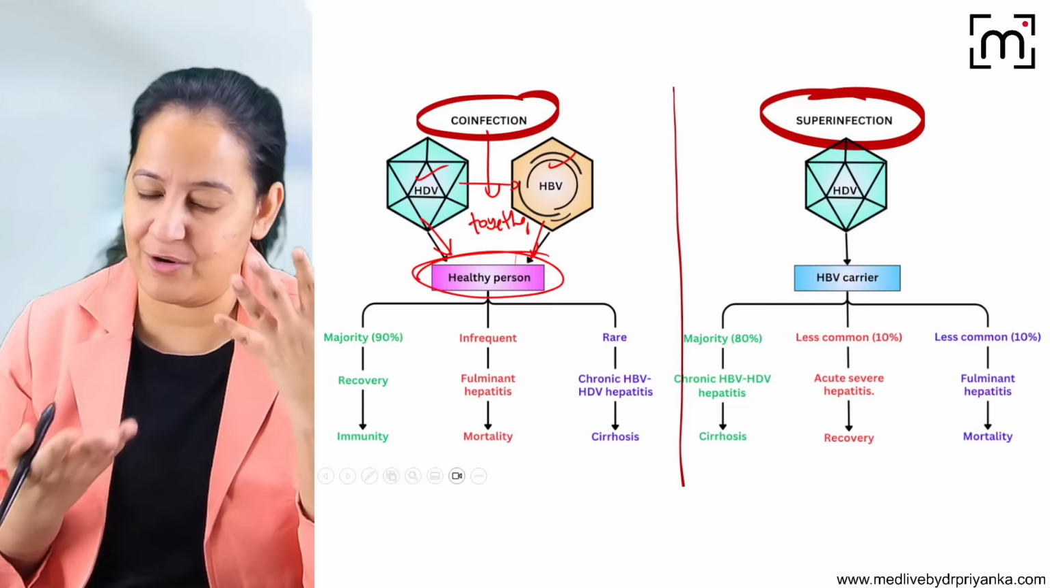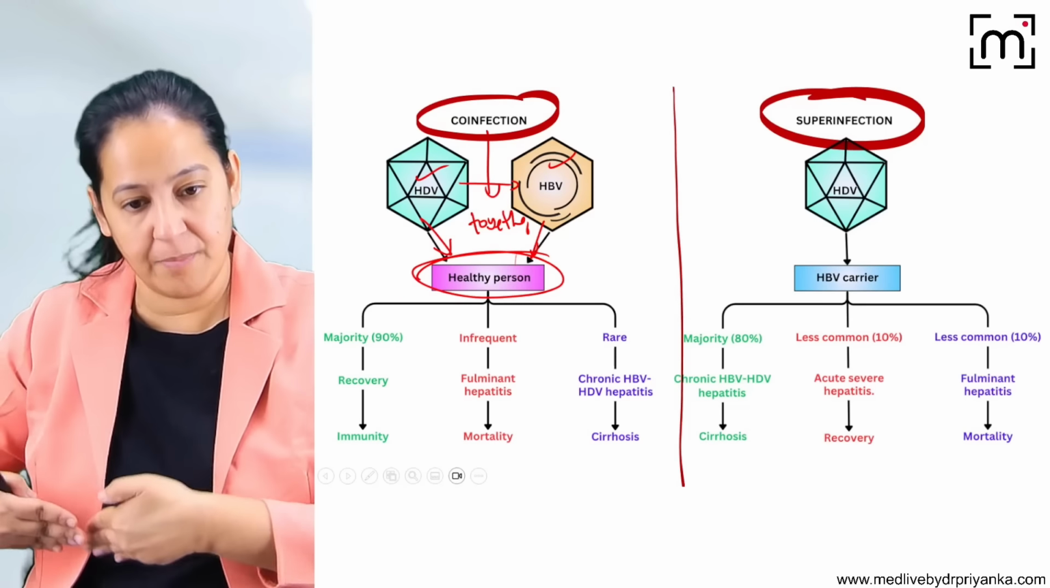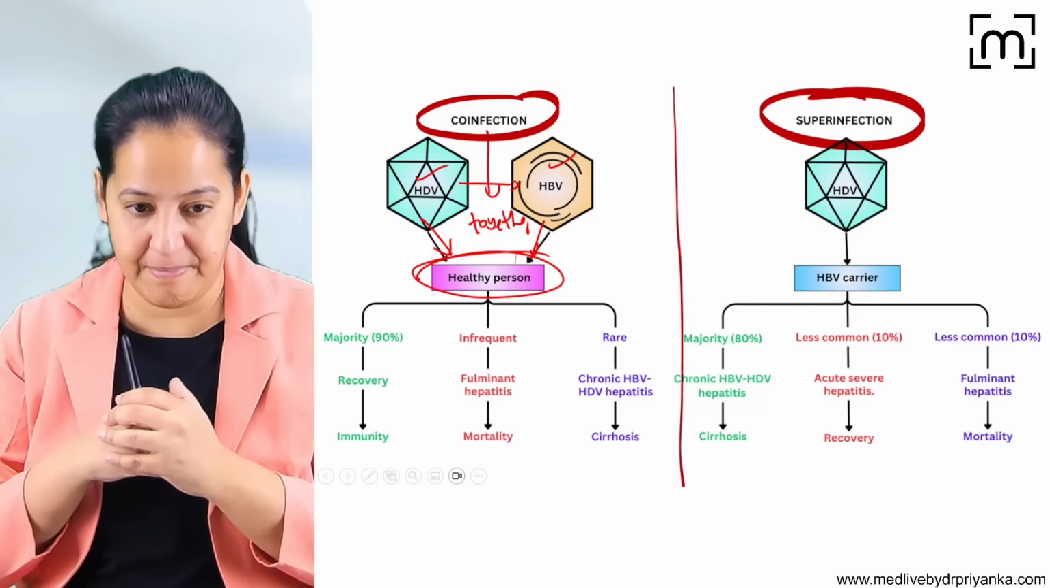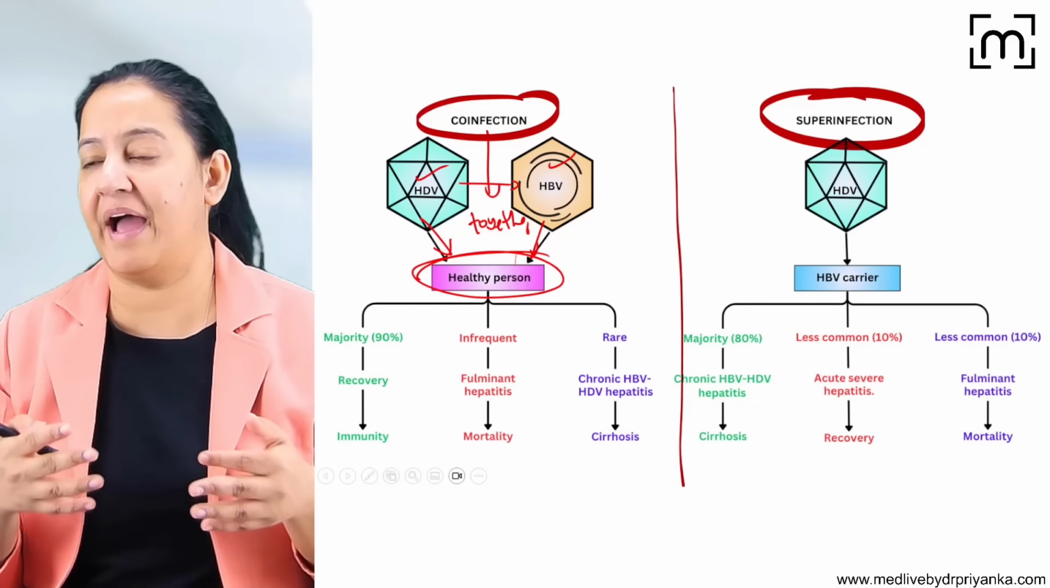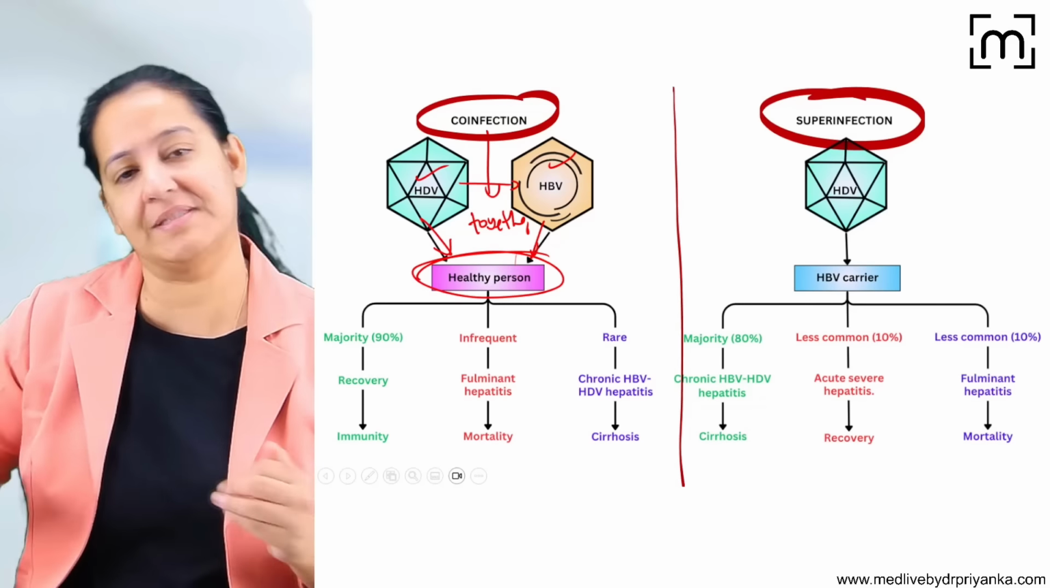So after entering, they will cause the hepatitis. Okay, so B and D entered together. B also comes together, D also comes together. So either both of them are coming by the parenteral way, both by the sexual way, or both by the vertical way. By whatever way it is coming, B and D together cause the hepatitis.